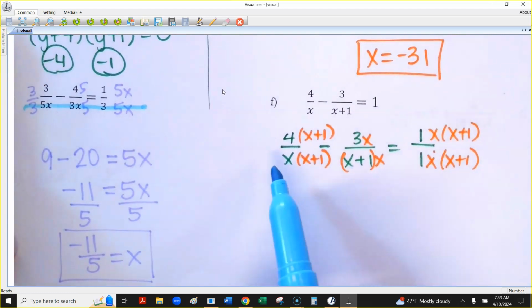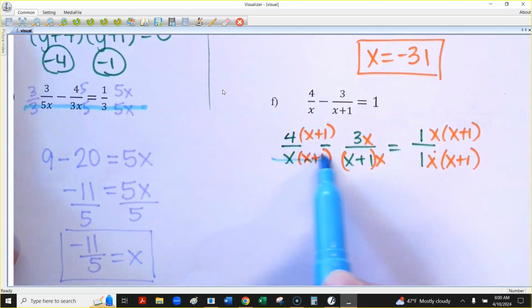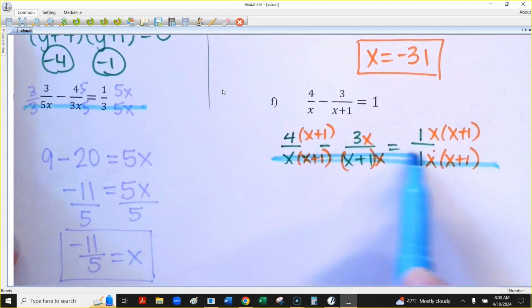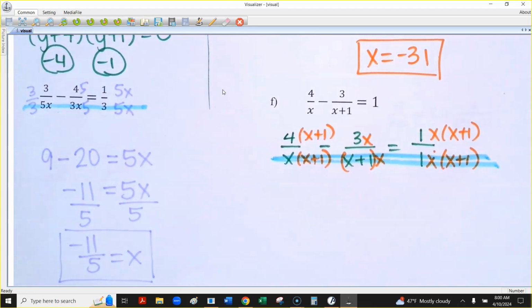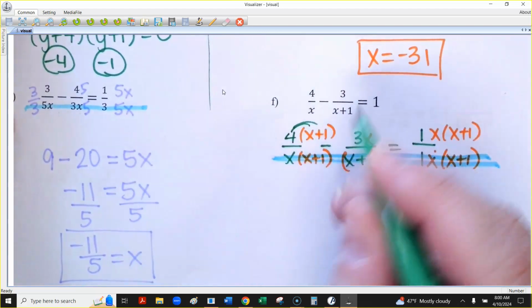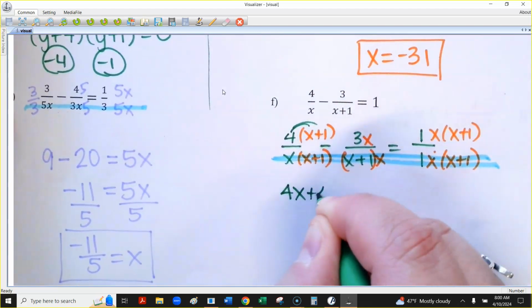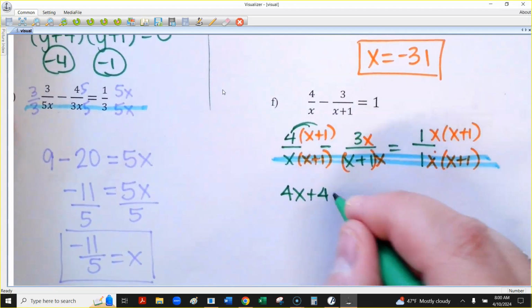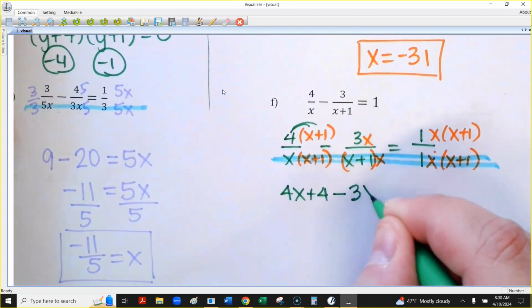All right, now, once you have that, again, I'm not messing around with the denominators. All the denominators would be x times x plus 1. You don't need to, like, actually distribute or anything. Just going to cross it out. Just work on the top. Now, the first one, I'm going to have to distribute a 4. So we're going to have 4x plus 4. In between here, this is subtraction, and just 3 times x is just 3x.